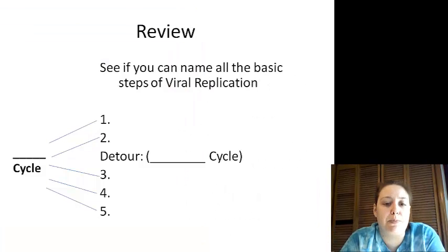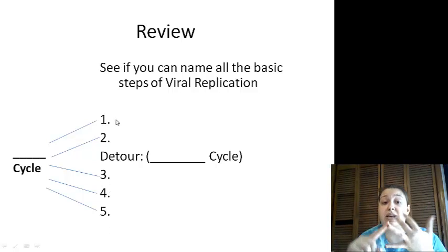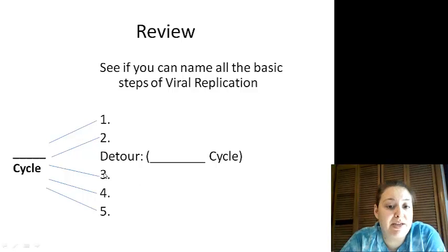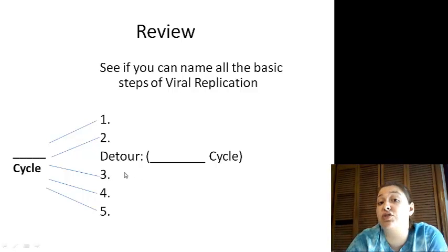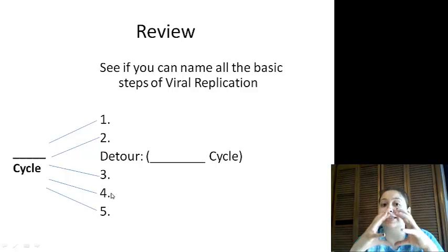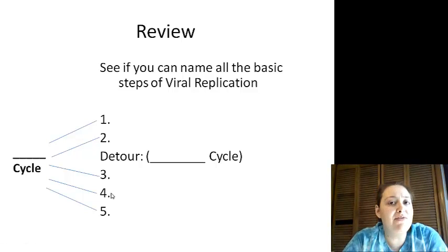Let's see if we can review. We have the lytic cycle, which is 1, 2, 3, 4, and 5. And that's going to be attachment and entry. Then we have our detour, which is our lysogenic cycle, in which the DNA can integrate into the host cells. Or we can have that DNA be copied and replicated and go through transcription and translation to create viral proteins in step 3. Step 4 would be packaging and assembling. And then step 5 would be release.